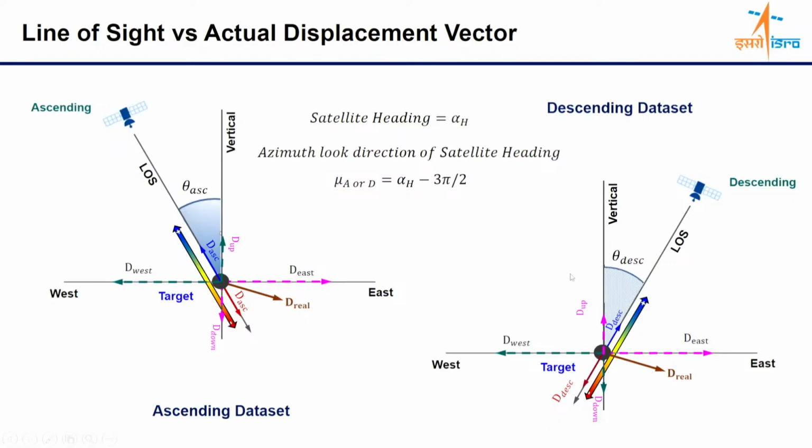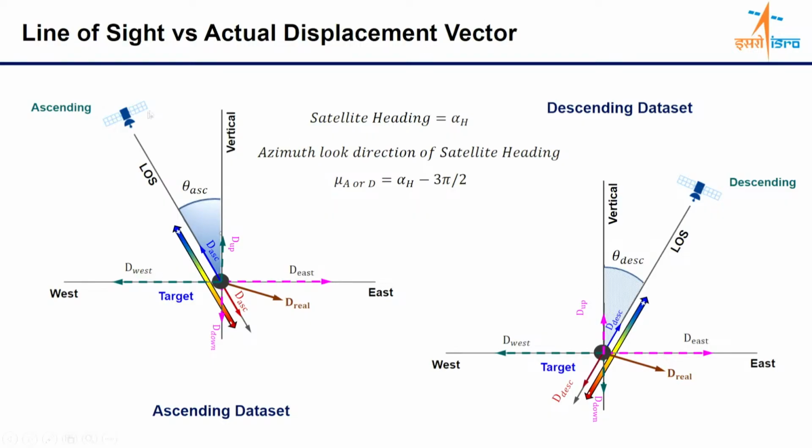So now if you are coming to InSAR processing, suppose we are investigating the land deformation or land surface motion from the InSAR analysis. So what are we getting? We are getting the displacement of a particular target along the radar line of sight.